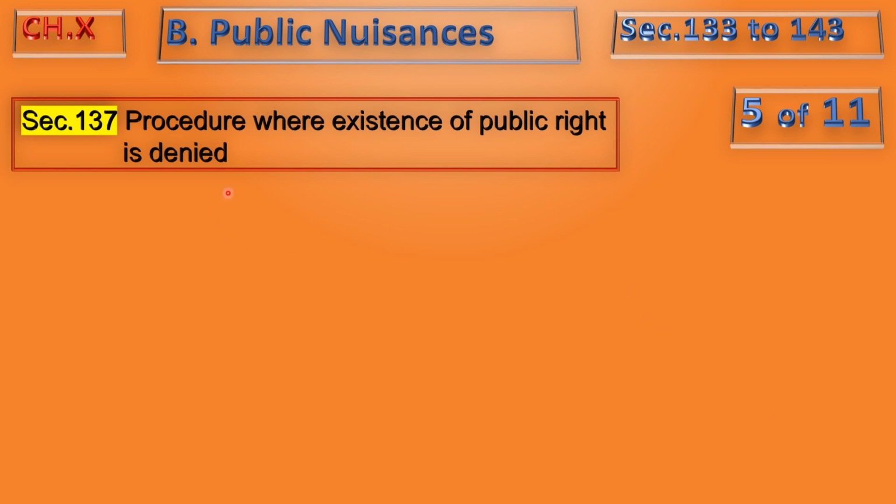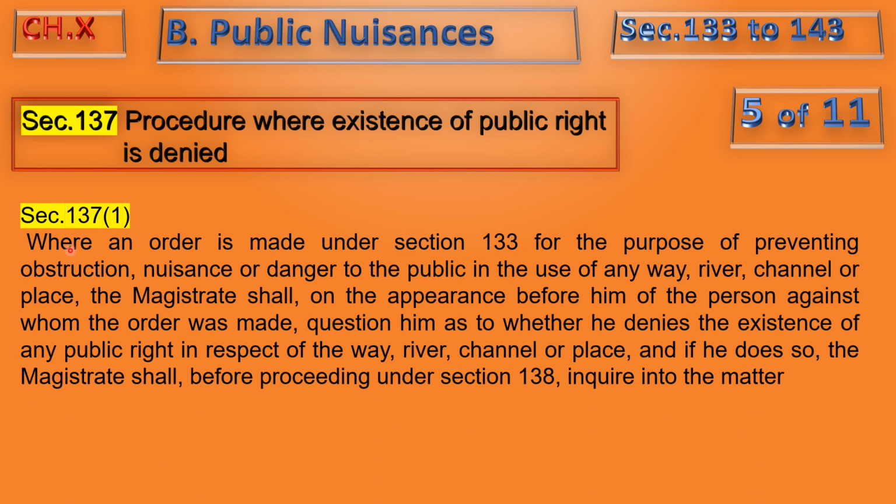Fifth point is section 137, procedure where existence of public right is denied. Subsection 1 of section 137 says, where an order is made under section 133 for the purpose of preventing obstruction, nuisance, or danger to the public in the use of any way, river, channel, or place, the magistrate shall, on appearance before him of the person against whom the order was made, question him as to whether he denies the existence of any public right in respect of the way, river, channel, or place, and if he does so, the magistrate shall, before proceeding under section 138, inquire into the matter.